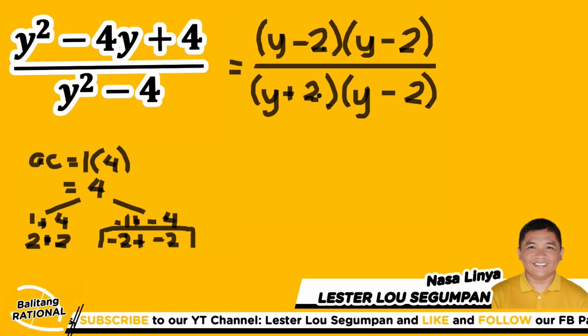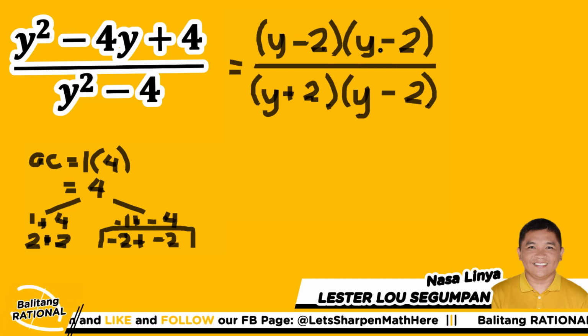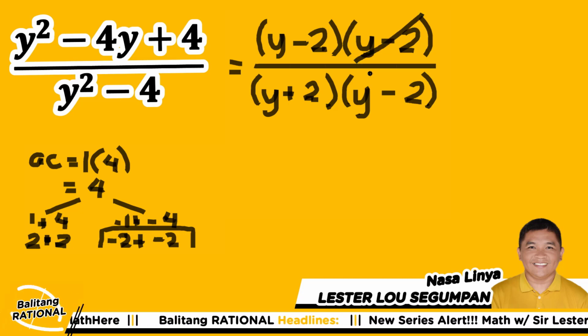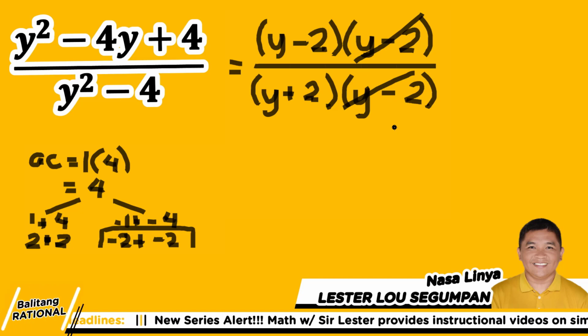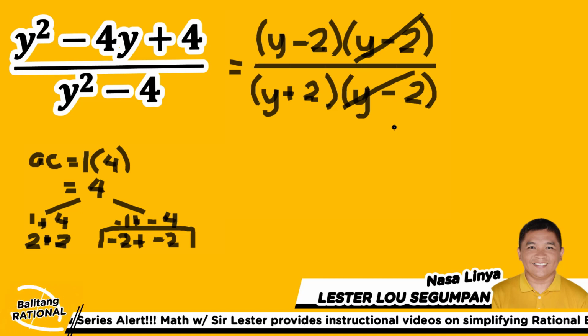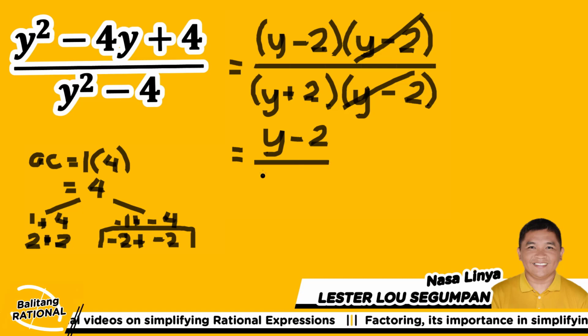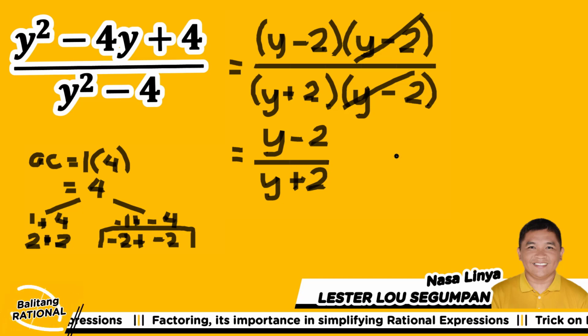Now that we are done factoring the two expressions, and since they are already called factors, magagamit natin dito yung cancellation law. Yung cancellation law, looking at the factors which are the same, found in both numerator and denominator, yung y minus 2 at saka itong y minus 2 dito. Kasi yung magkapareha sila. Now that we are done with this, yung final sagot natin is yung natirang mga expression. You have y minus 2 at saka yung sa denominator natin is actually y plus 2. Okay. So ito na yung final na sagot.